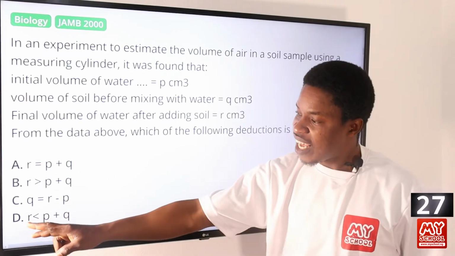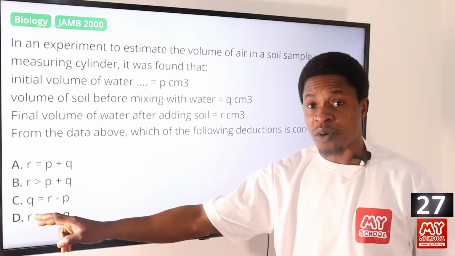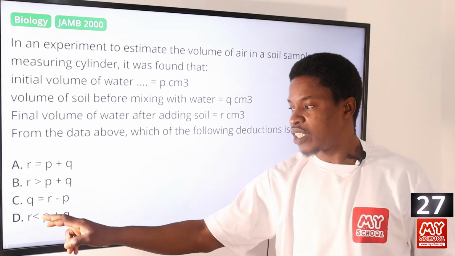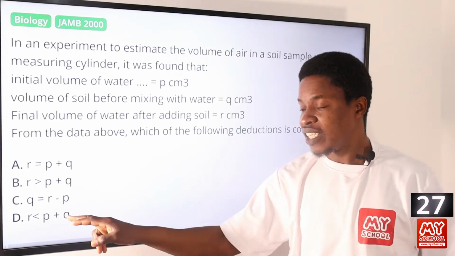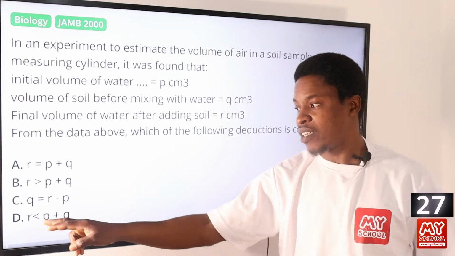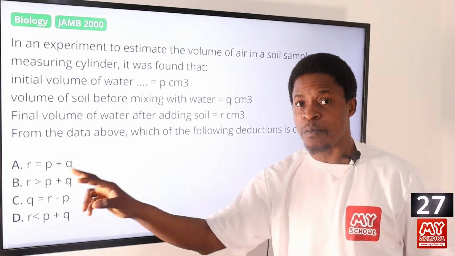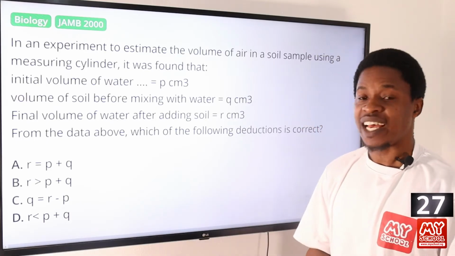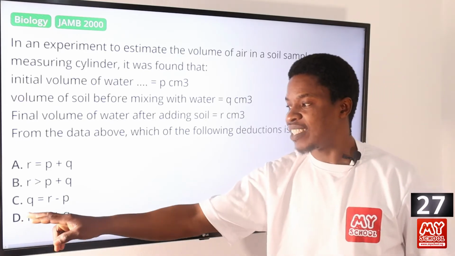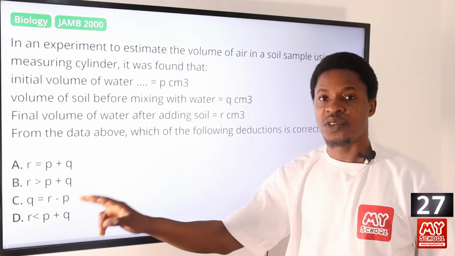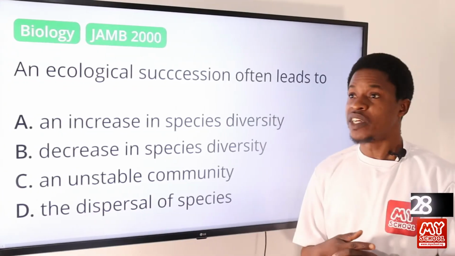But option D, R, that's the volume of the mixture, is actually lesser than the addition of what? The water and then the soil, okay? When added together, because air is no longer in this point. We want to determine the volume of air. So based on that, the correct answer is option D. R is less than the addition of P plus Q.